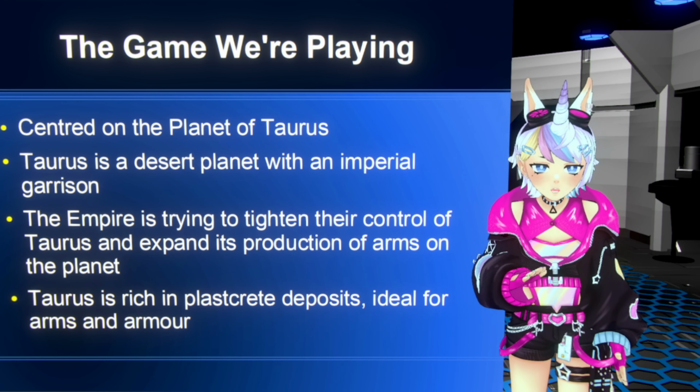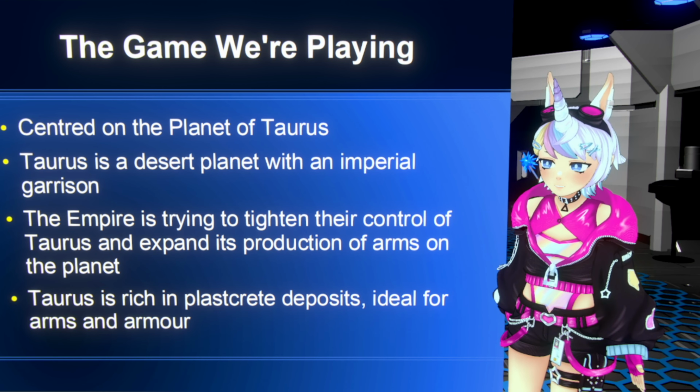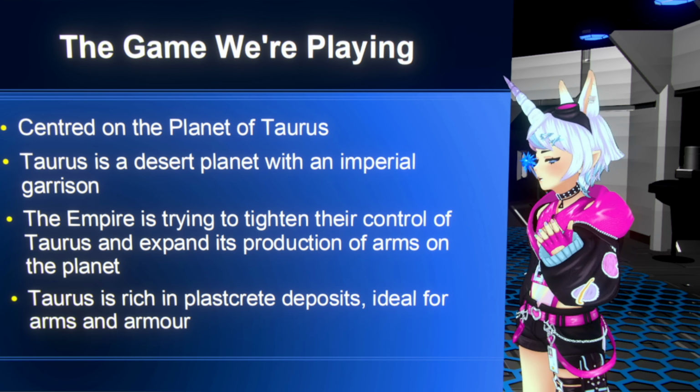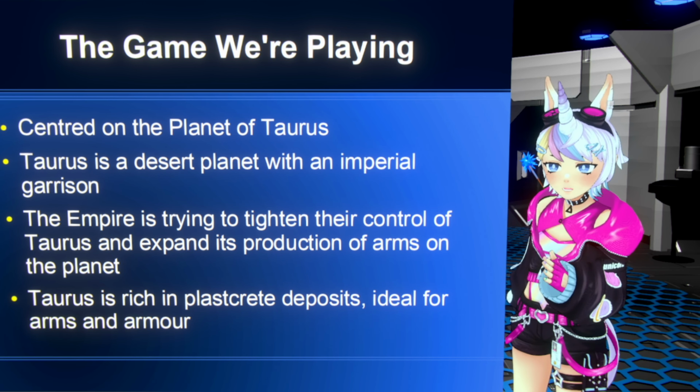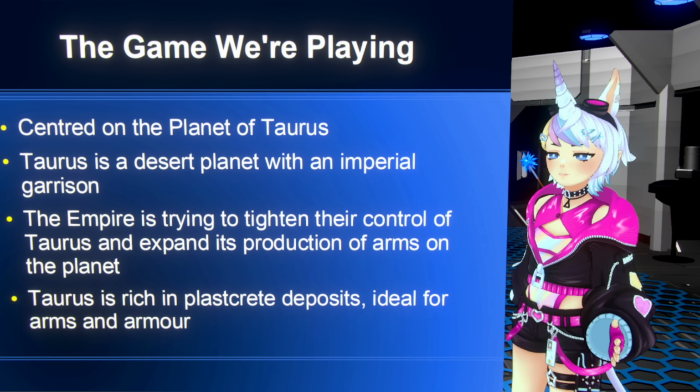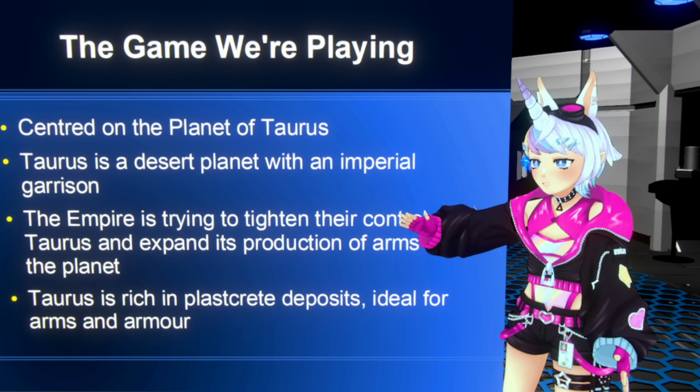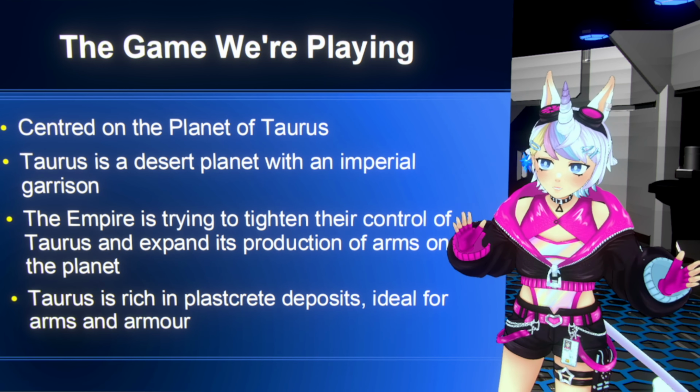Taurus is a desert planet with an Imperial garrison, and the Empire is trying to tighten their control because it just so happens to have a really rich plasticrete deposit on this particular planet, and that's ideal for creating small arms and armor within the Star Wars universe.